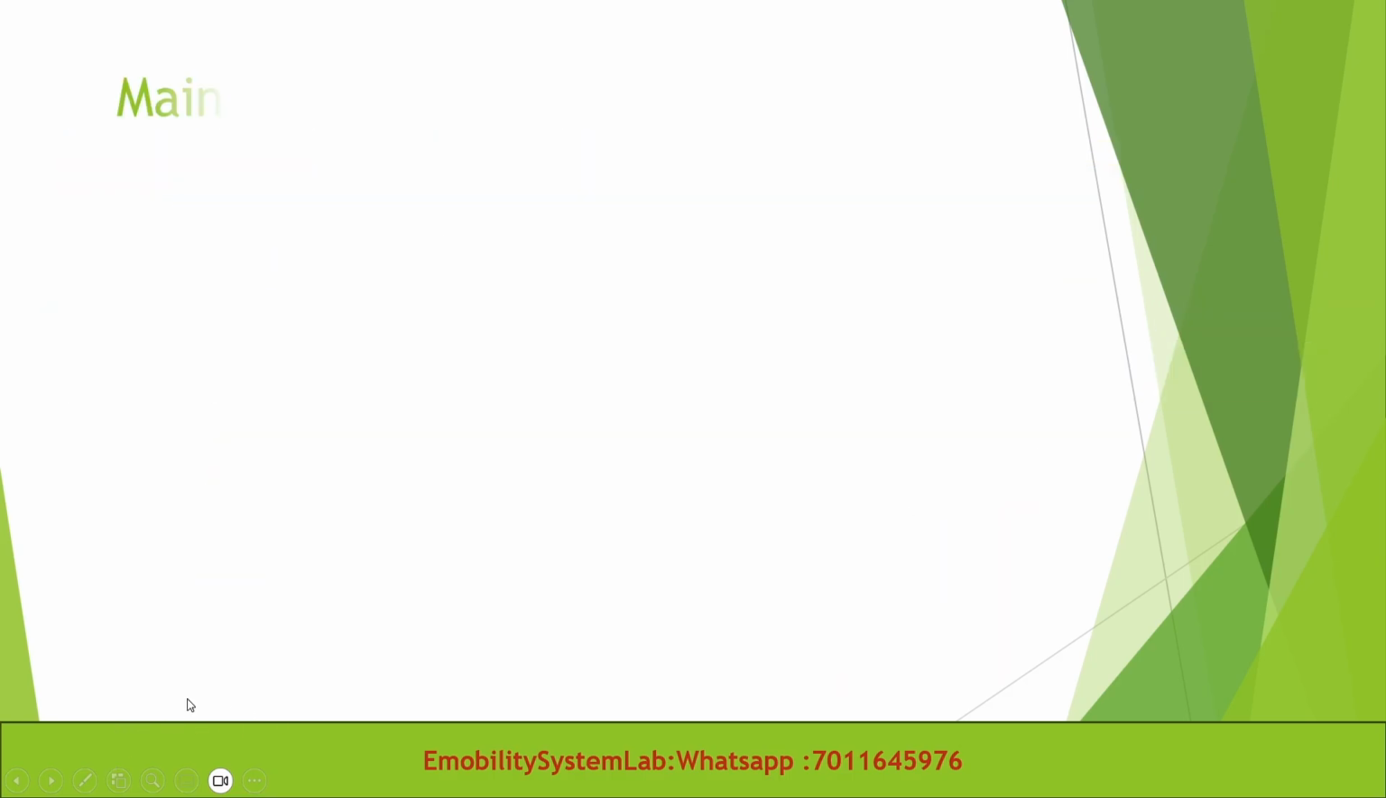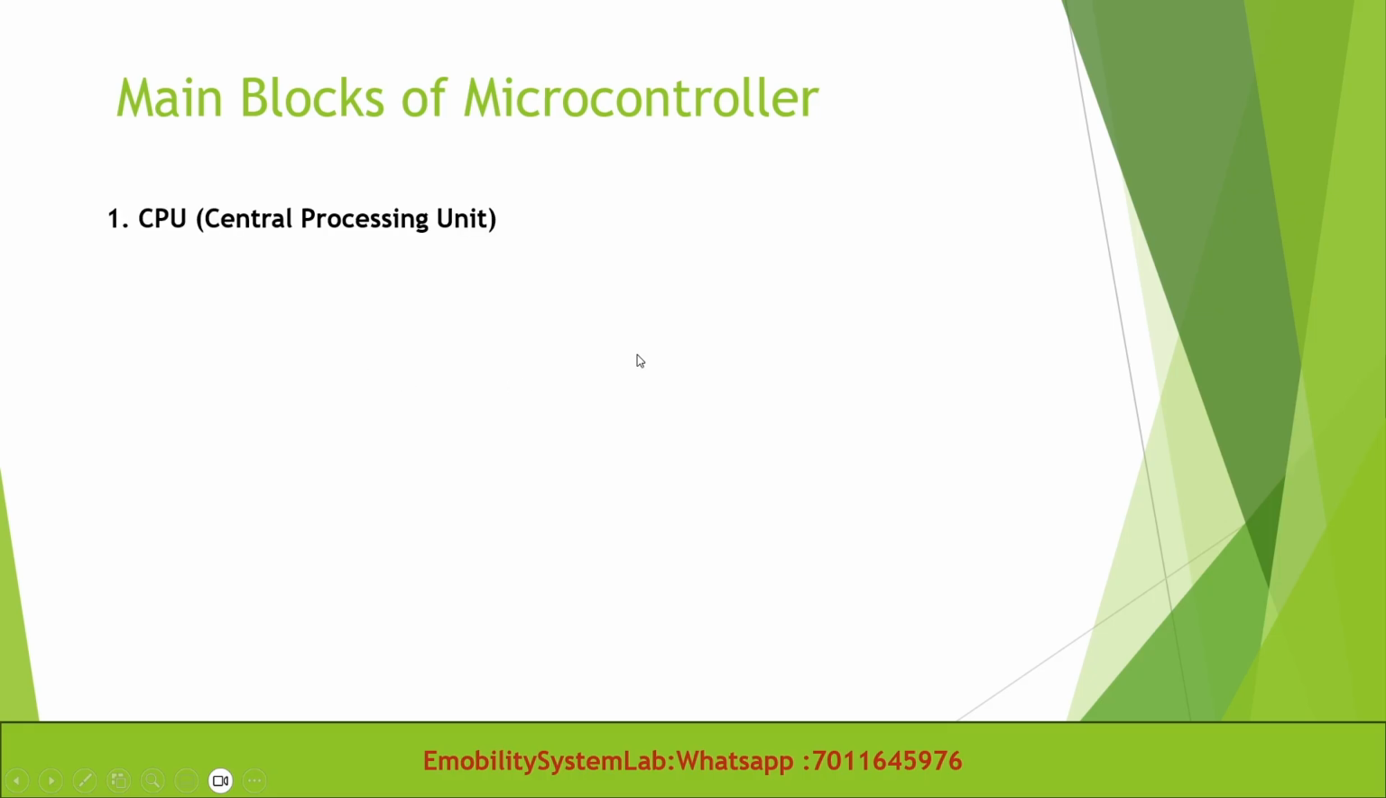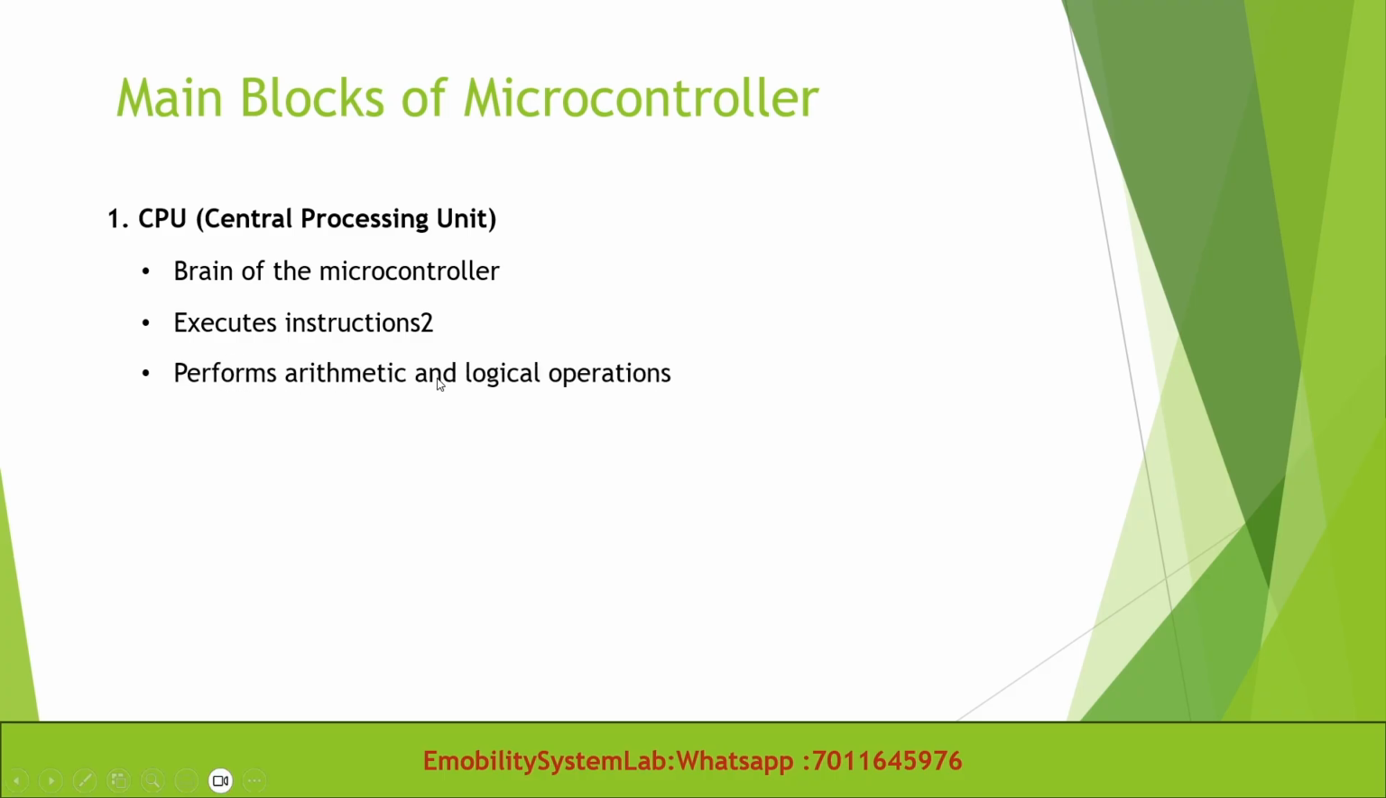Yes. So we will understand the main blocks of a microcontroller. First is the CPU, Central Processing Unit. That is the processor basically. It's the brain of the microcontroller, and it executes the instructions and performs arithmetic and logical operations as well. So I told you, CPU is important.